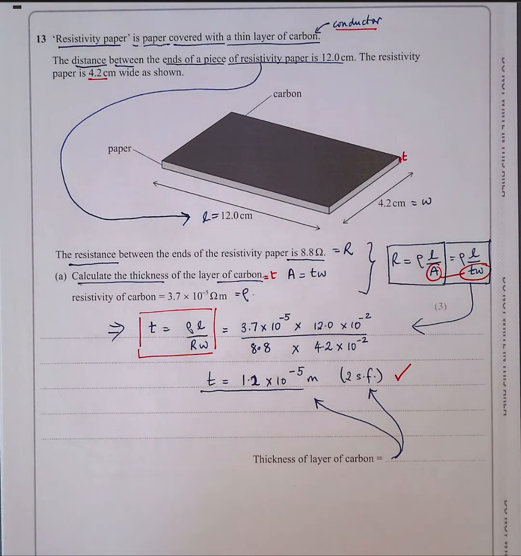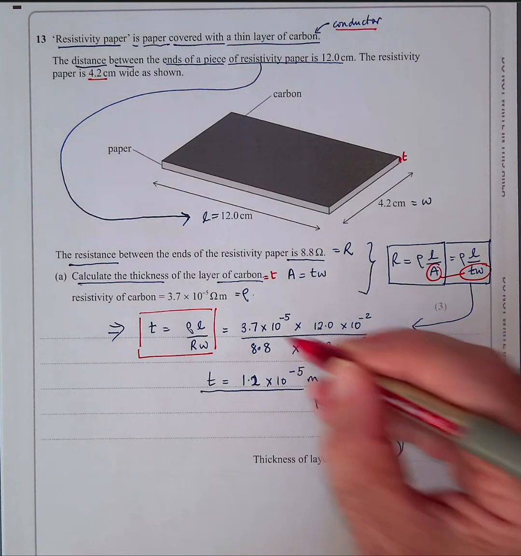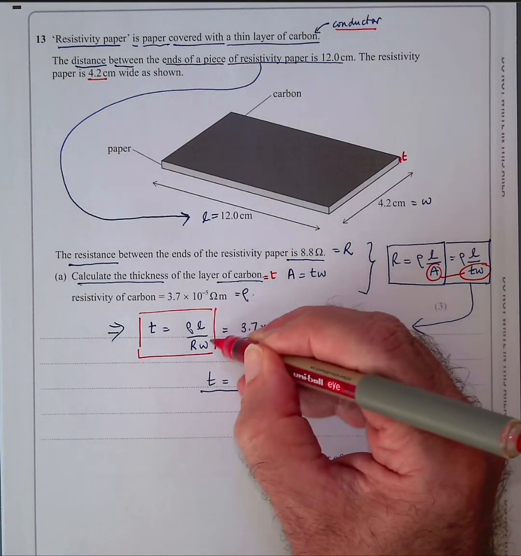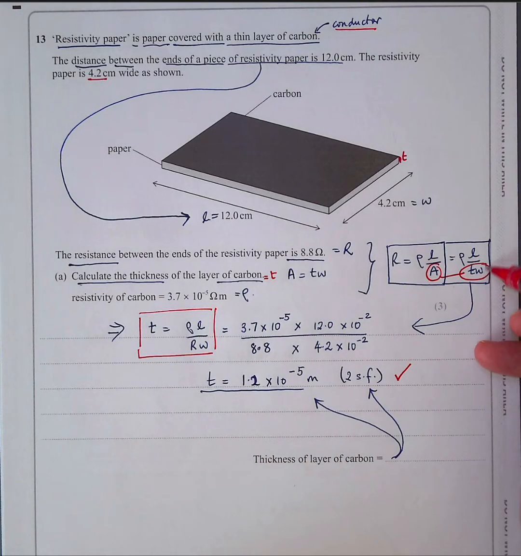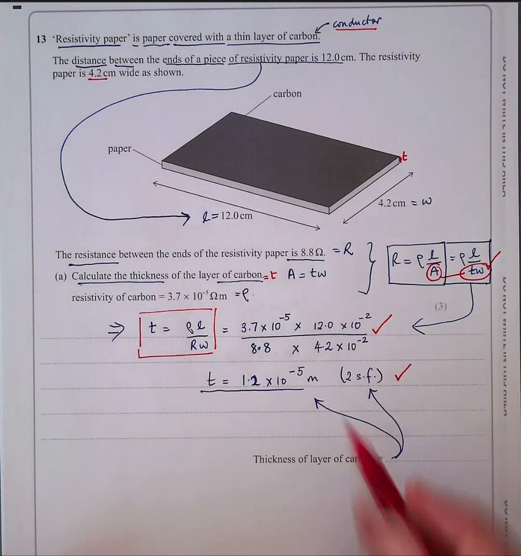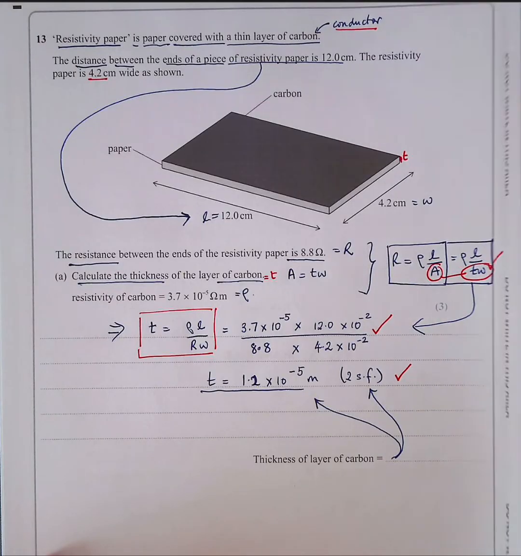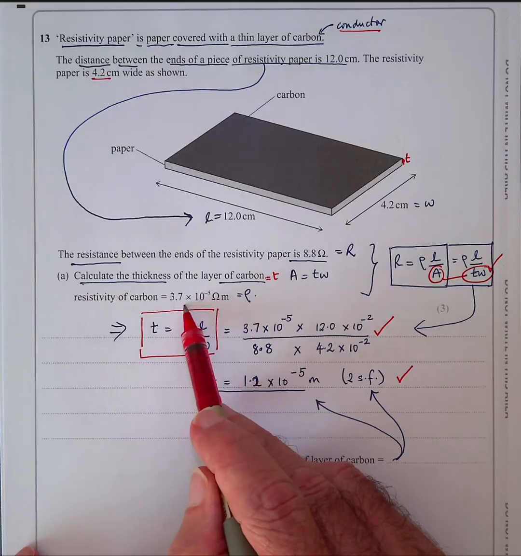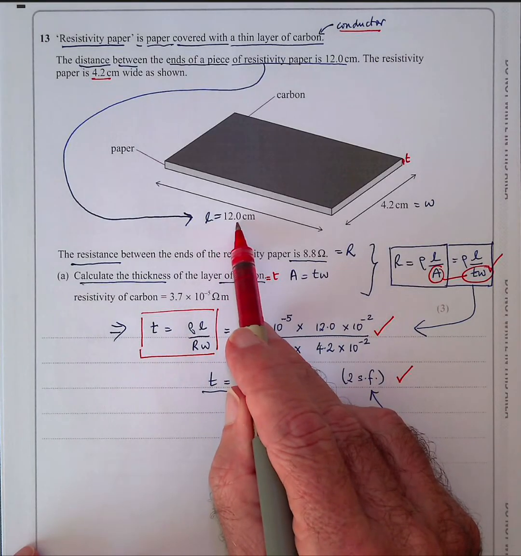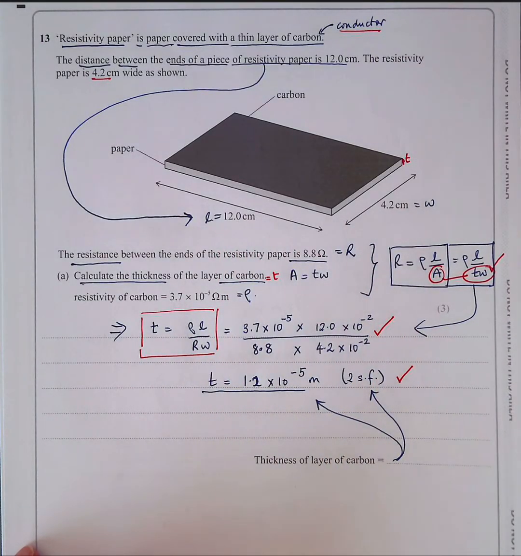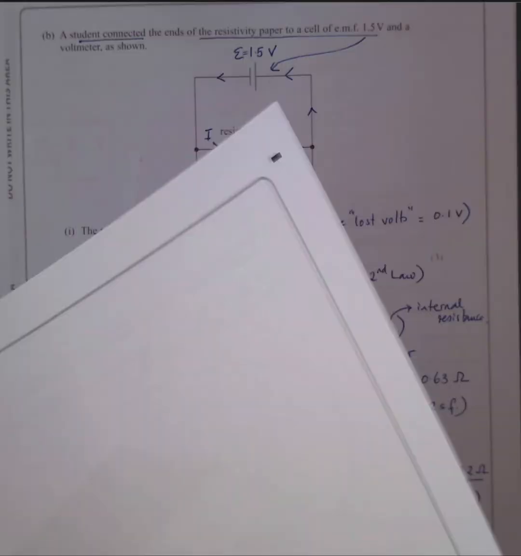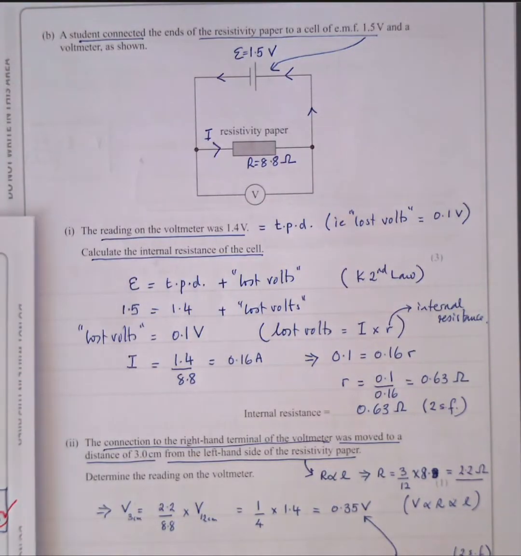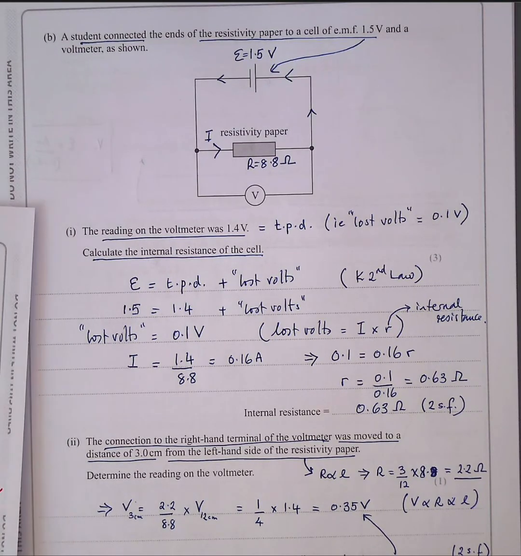I should imagine you'll get one mark for working out the area, which is TW, one for putting the numbers in correctly, and one for the answer with the units. And two significant figures is what they've given. And why? Because here's two significant figures, here's two significant figures, here's maybe 3, here's 2. All right, so that's question 13, part A.